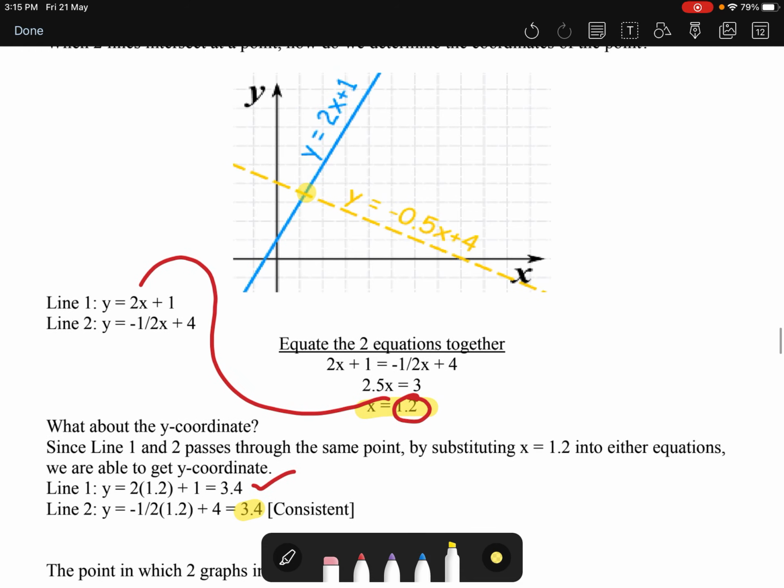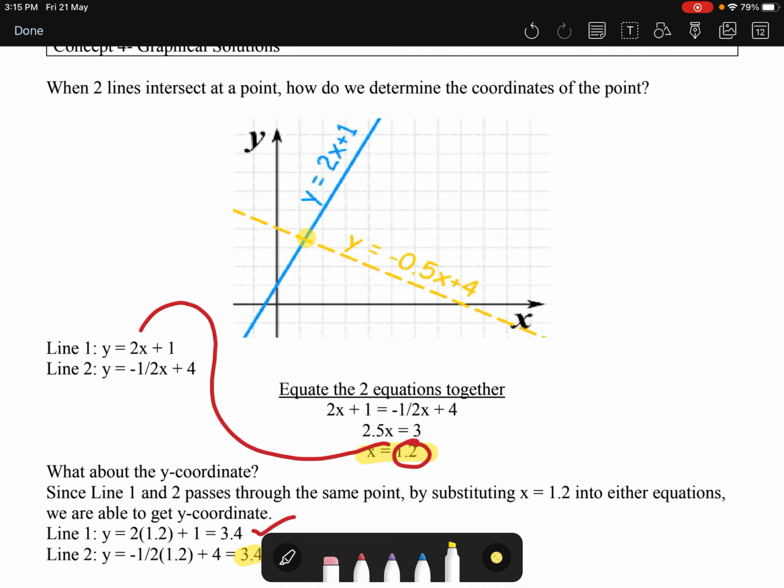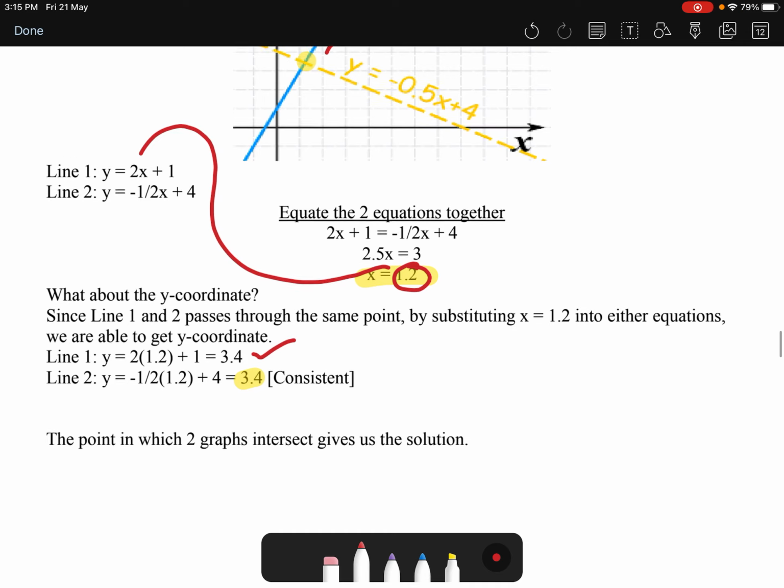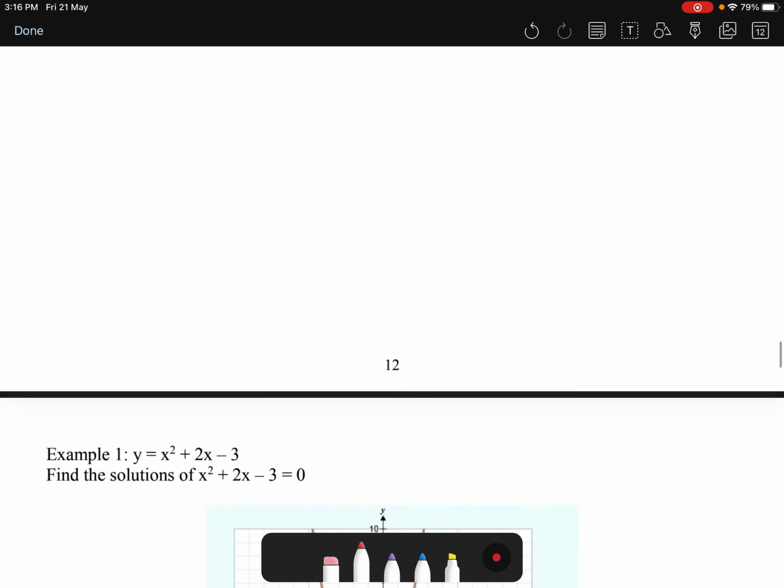So in maths, when we say the two lines intersect, there's actually a very fanciful term for it. They are called the solution. This one is what we call the solution of the graph. Okay, so let us do some examples.